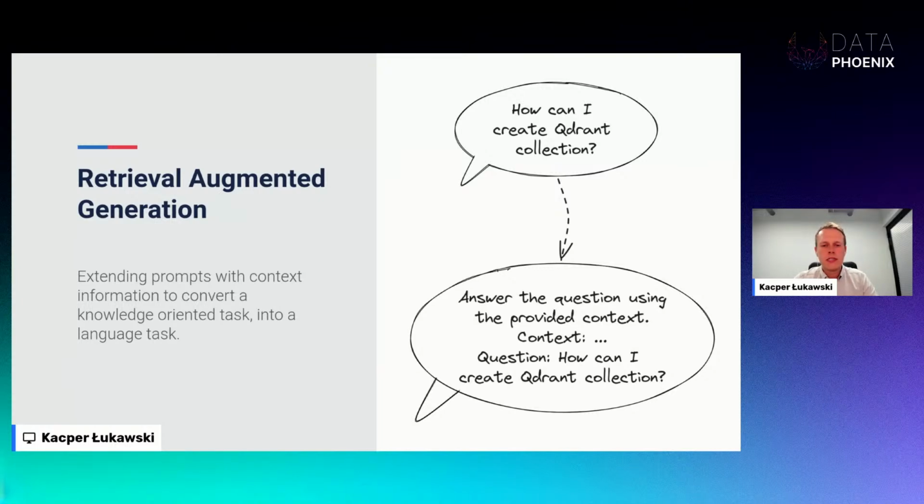And that's a high risk. That's why we shouldn't be forcing our LLMs to solve knowledge-oriented tasks, but instead we should be converting those knowledge-oriented tasks into language tasks. And that's the short story. So instead of asking, how can I create a Qdrant collection? I should put a different prompt: answer the question using a provided context. And I should put in a context.